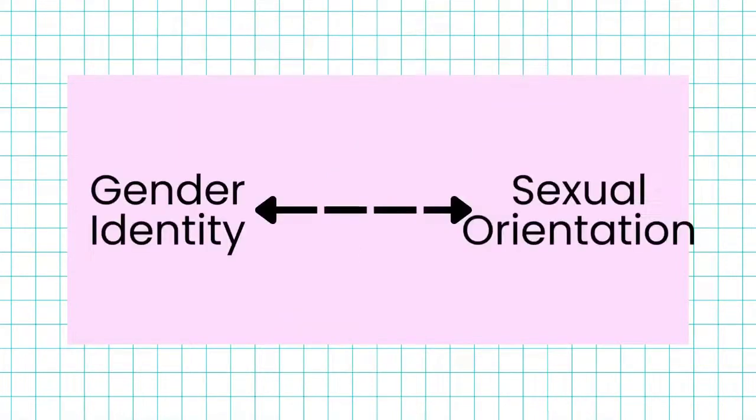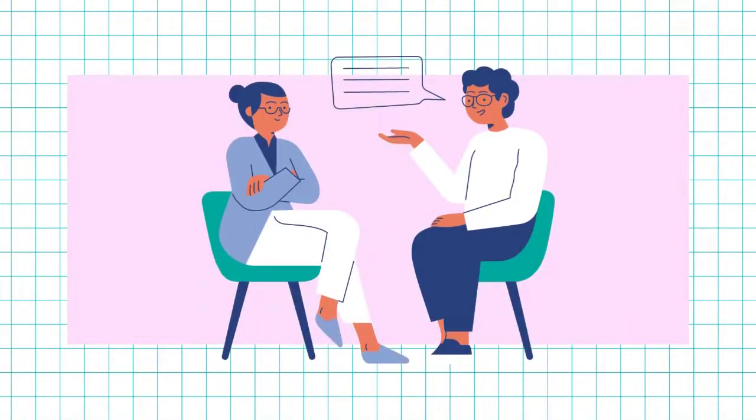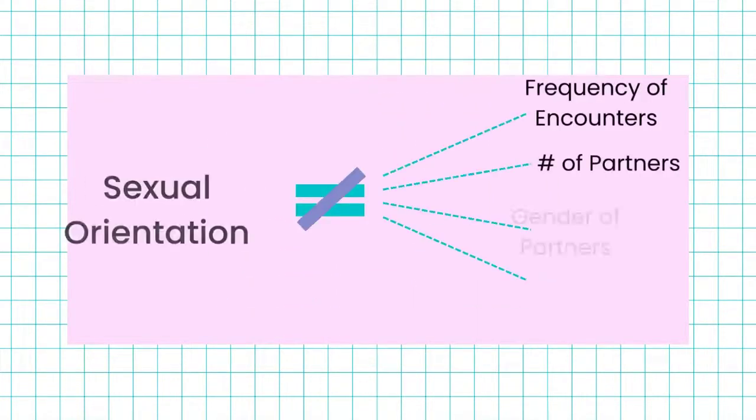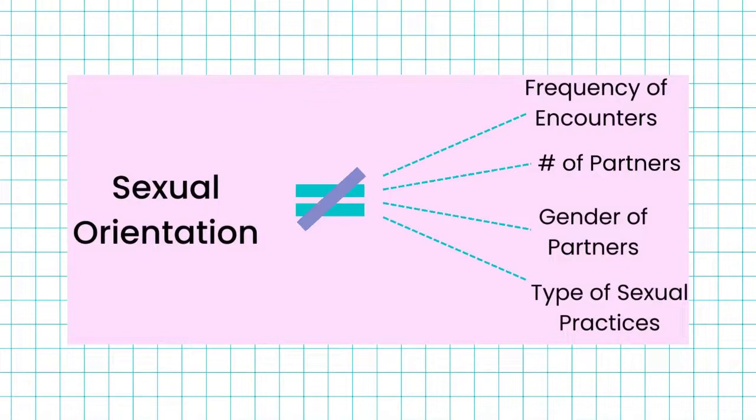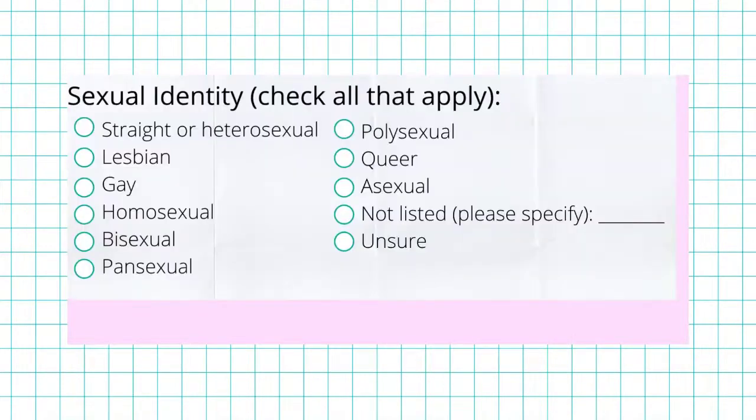Many people make assumptions about the sexual orientations of transgender and gender diverse people, or operate on outdated stereotypes. It's important to ask openly about clients' sexual orientations to avoid harmful assumptions that can negatively impact care. Sexual orientation does not necessarily indicate other metrics like frequency of encounters, number of partners, gender of partners, or type of sexual practices. It is also distinct from romantic attraction. If you need specifics on those metrics, check out the Queering Medicine link in the description for more information. Here's a potential format for asking about sexual identity.